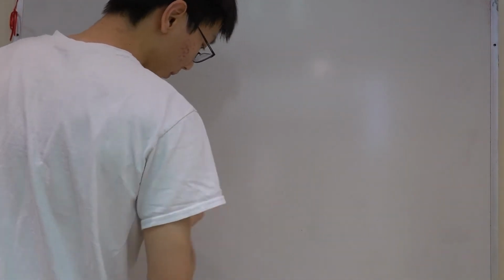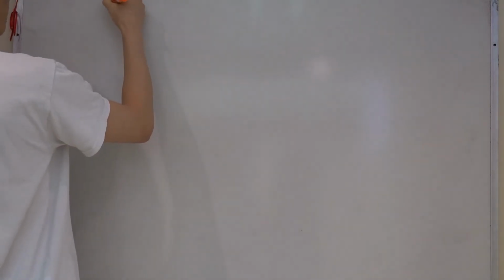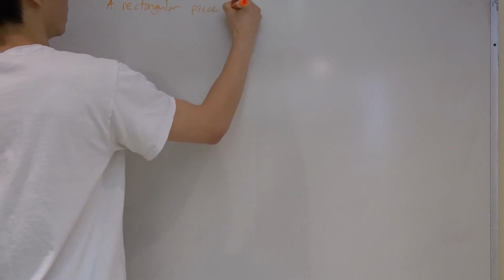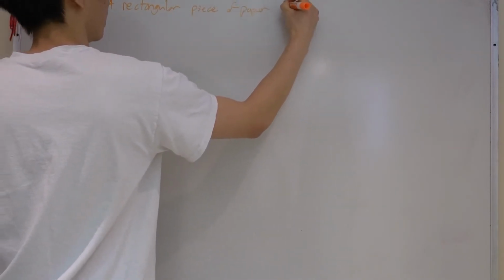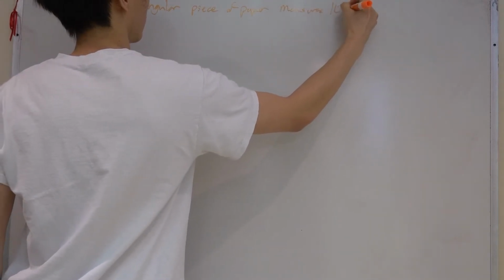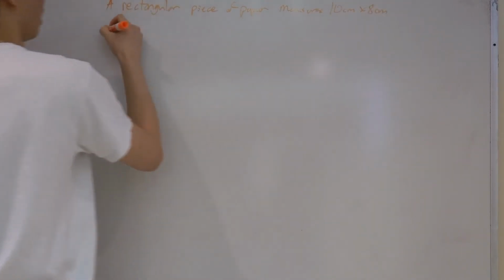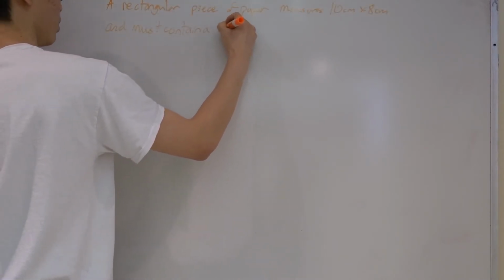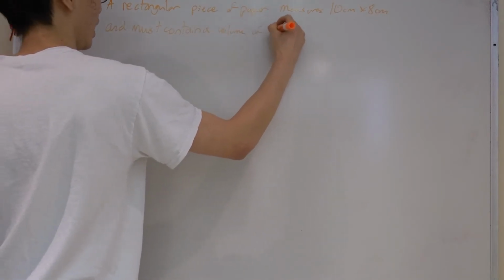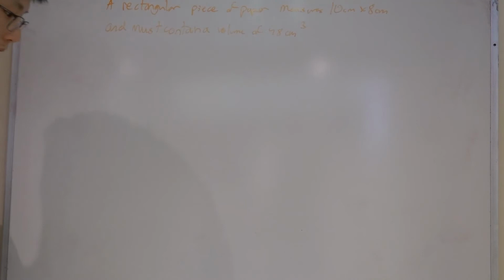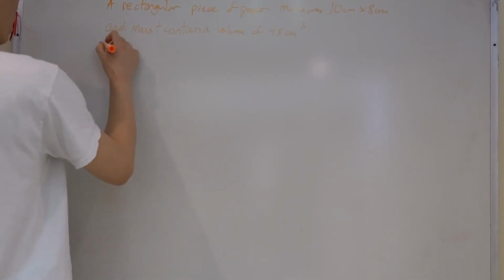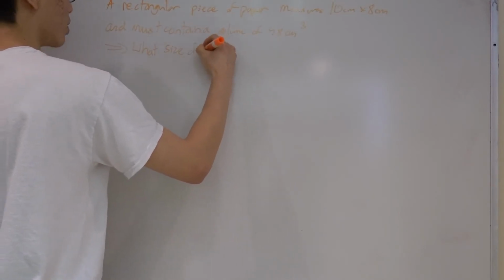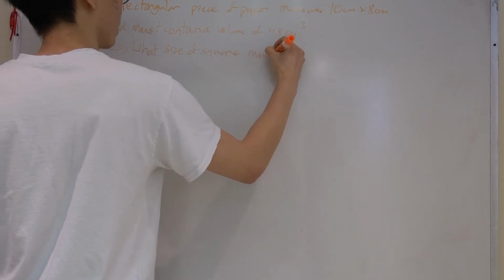All right. So, a rectangular piece of paper measures 10 centimeters by 8 centimeters and must contain a volume of 48 centimeters cubed. Okay? So the question is, what size of square must be removed?